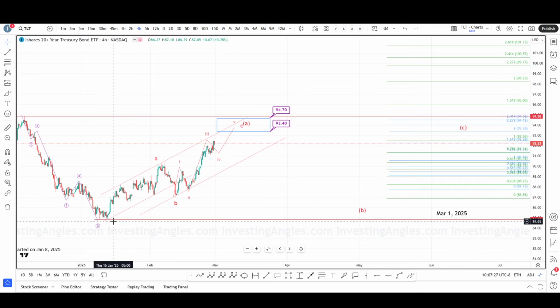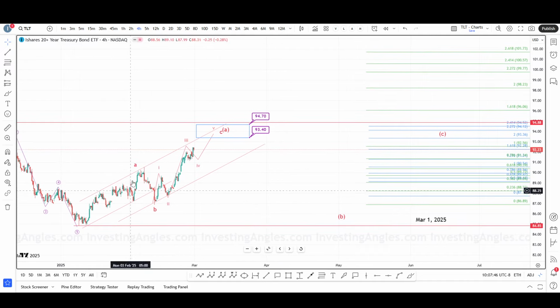So it's a complex one, and I'm not sure there is an impulsive structure. It could be somewhat the motive one as a diagonal, but right now I'm hesitant. However, if it is considered as an impulse, then we might see something like this.